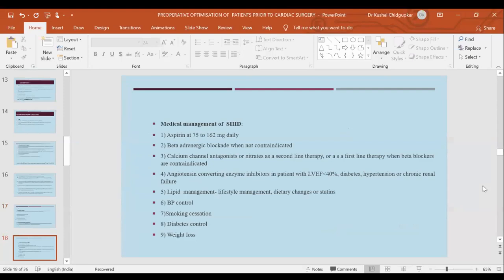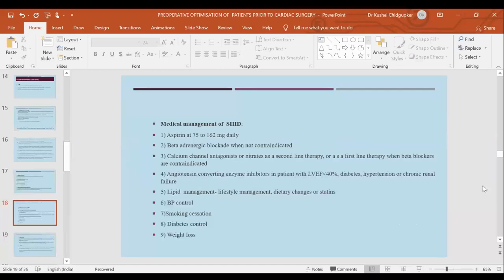We give aspirin at 75 to 162 mg daily, beta adrenergic blockers, and calcium channel antagonists or nitrates as second line therapy, or as first line therapy when beta blockers are contraindicated. ACE inhibitors are given in patients where ejection fraction is less than 40%, or where the patient has diabetes, hypertension or chronic renal failure. Then lipid management, lifestyle management, dietary changes or statins, BP control, smoking cessation, diabetes control and weight loss.